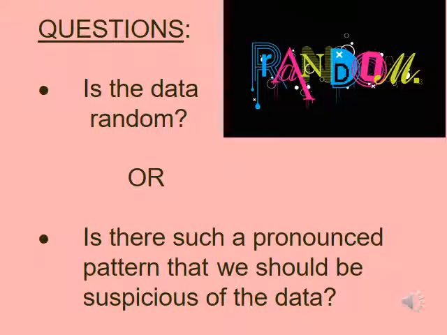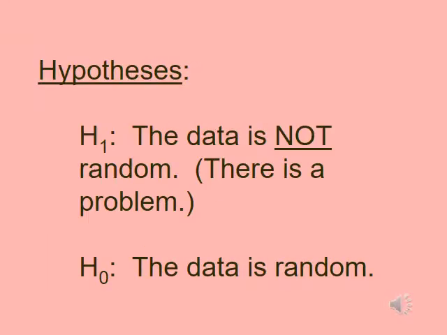Instead, it deals with randomness. The question you're answering when you do a runs test is, is your data random? Or if it's not random, is there such a pronounced pattern that we should be suspicious of it and maybe make some changes? Technically, if I have a significant result, it means I don't have random data. Basically, a significant result means there's a problem and we need to make some changes. The null hypothesis would be everything's okay. It is random data, no big deal.